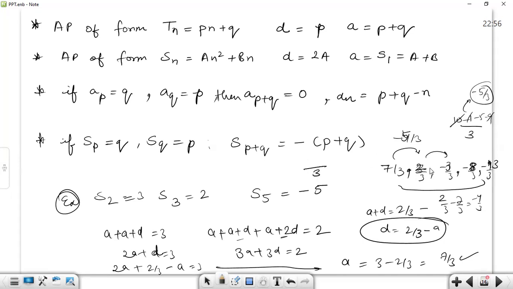Now taking LCM as 3. 7 plus 2 becomes 9, minus 3 minus 8 minus 13. 9 minus 3 becomes 6. Okay, plus 6 minus 8 becomes minus 2. That becomes minus 15. Minus 15 by 3, that becomes minus 5, which confirms with their answer. So these many calculations, this was a long method that we had to use if we didn't use this property. Clear?